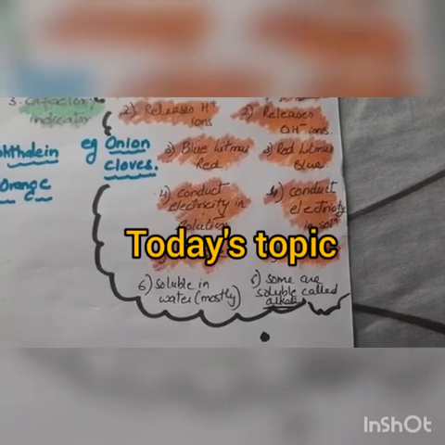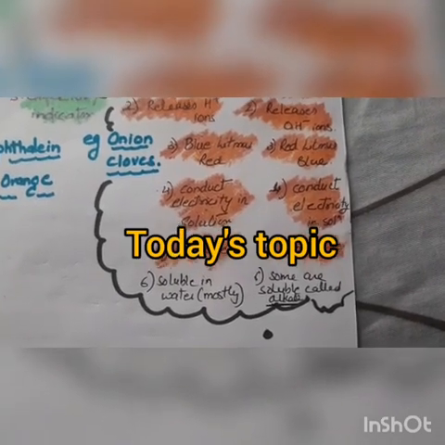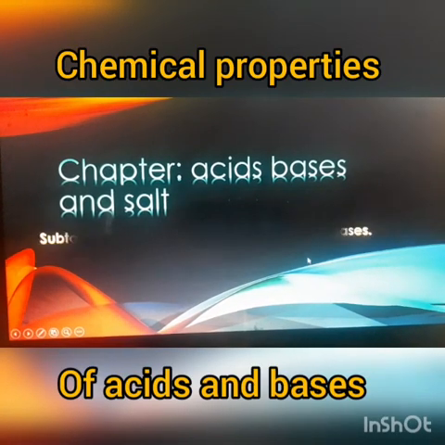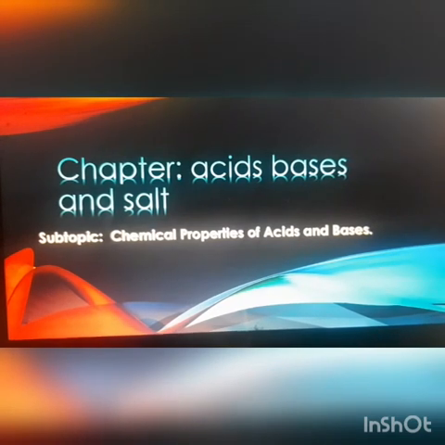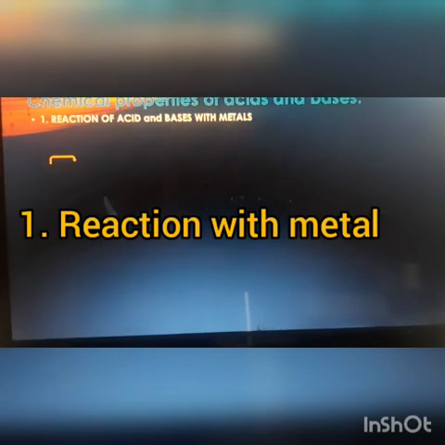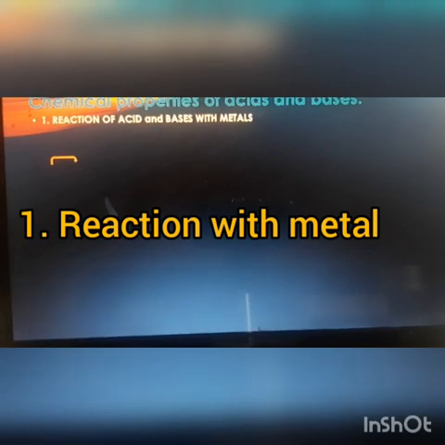Now we are starting with the next topic of this chapter. Our today's topic is the chemical properties of acids and bases. In this, we are going to start with how acids and bases react with metals. Students, have you ever seen that sometimes we accidentally spill lemon juice on a surface? It leaves a stain. This happens because lemon juice is acidic in nature and reacts with the surface.